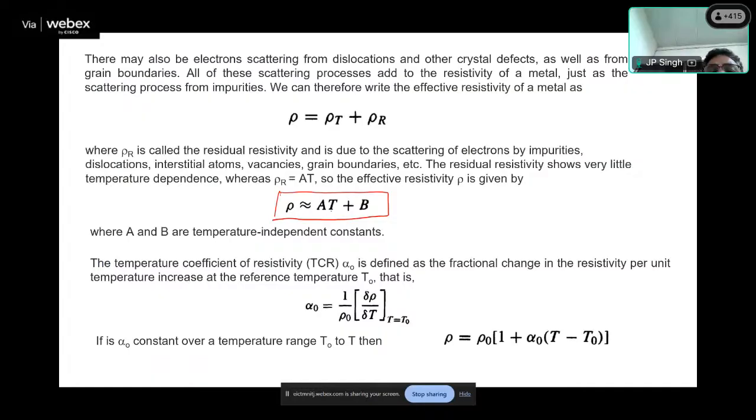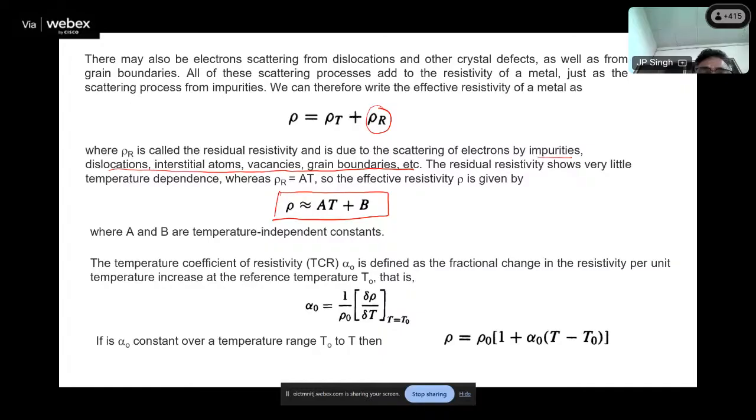One is temperature dependent, which is because of the lattice, and the other is temperature independent, which is basically because of the residual resistivity, from electrons scattering by impurities, dislocations, interstitials, all kinds of defects, vacancies, and grain boundaries. So I can write that down. This gives us the idea of how, if you have an alloy or an impurity, the resistivity depends on the impurity. We can talk about that.